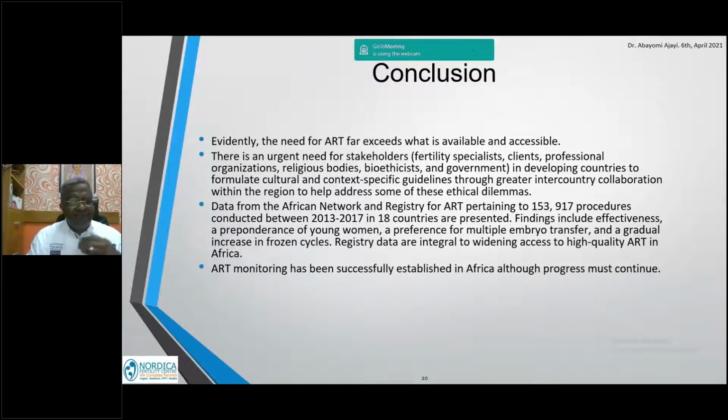So I think what is happening in Africa, actually, we're just repeating what has happened in other climes. And that's why I think one way that we can jump and step up is to actually collaborate with some of these countries who have gone through these same steps. So registry data is integral to widen access to high quality ART in Africa. ART monitoring has been successfully established in Africa, though very elementary, and progress must continue.